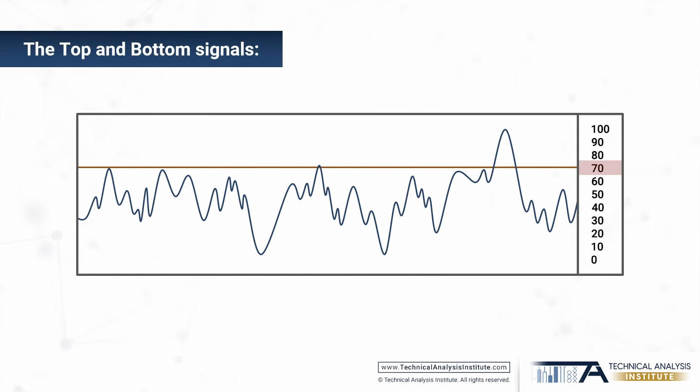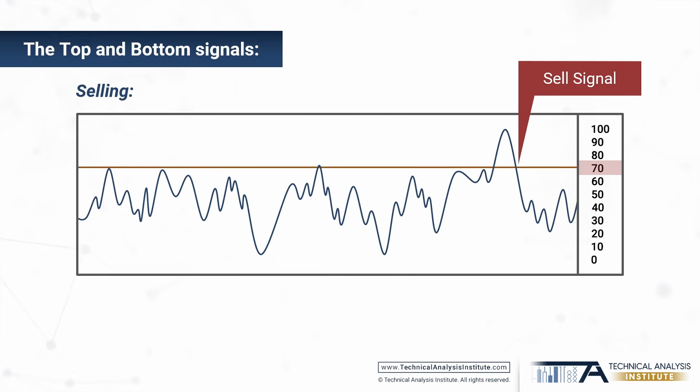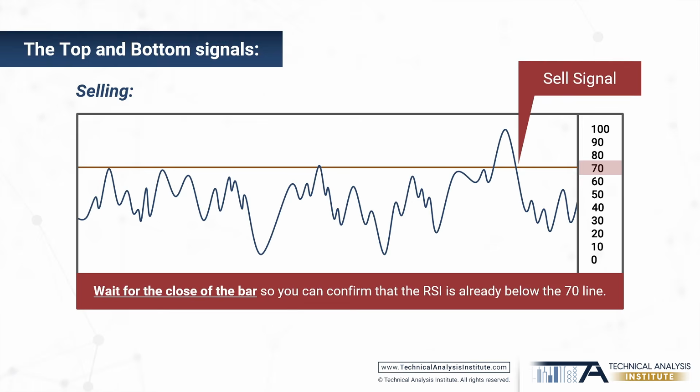The proper rules to trade using the top and bottom approach are simple. For selling, once the RSI has gone into the overbought conditions by crossing its upper reference line, sell when the RSI crosses back below it. That means you'll need to wait for the close of the bar so you can confirm that the RSI is indeed already below the 70 line.